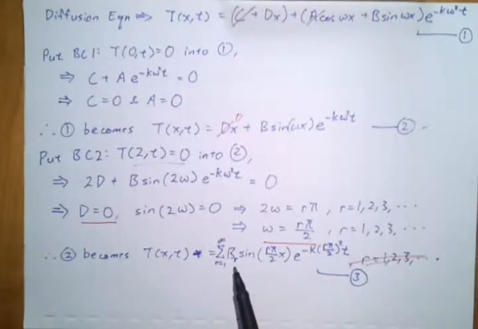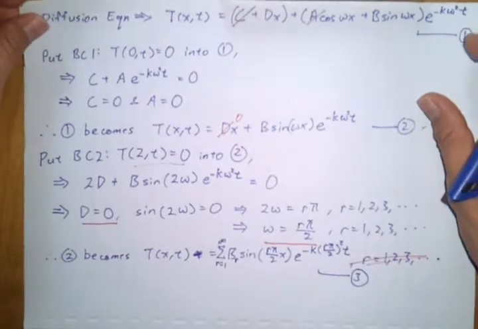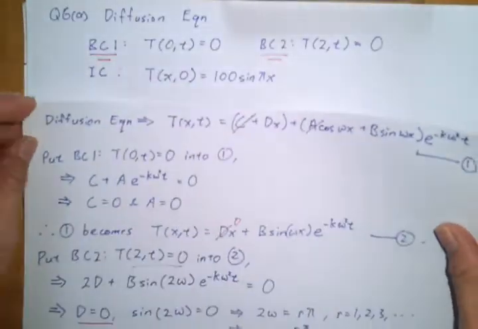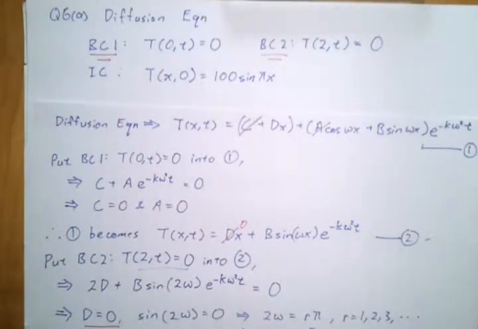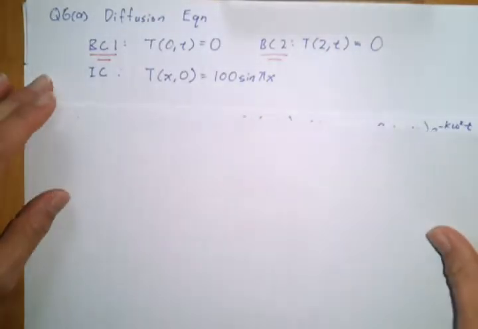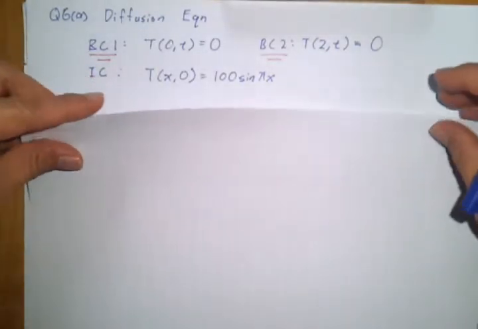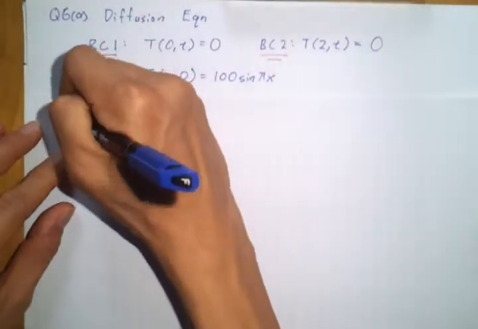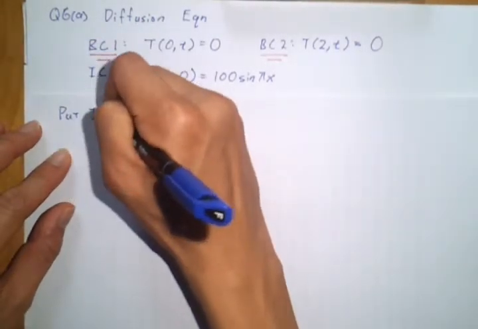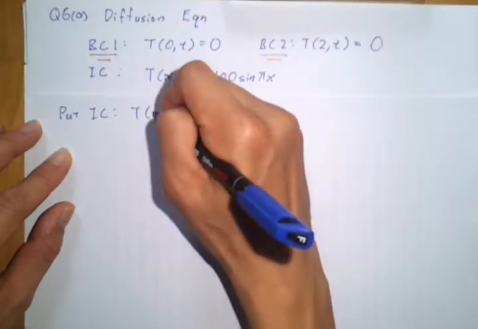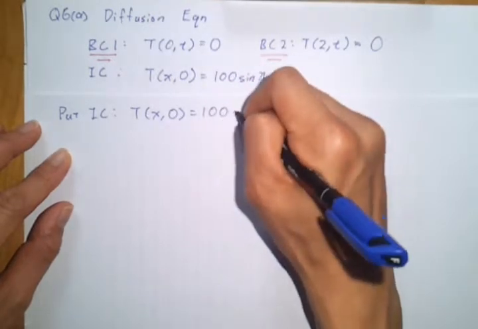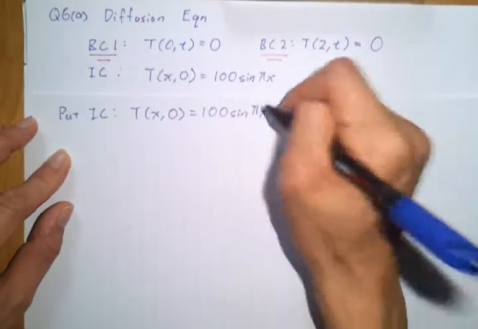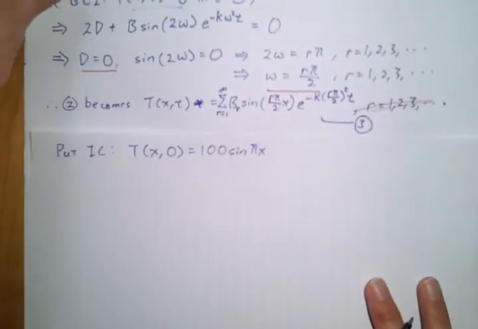So how do we determine the br here? We make use of the initial condition. So what I'm going to do is put in the initial condition, which tells me that at small t equals 0, big T must be equal to 100 sine pi x. I put this into my updated solution, equation 3.